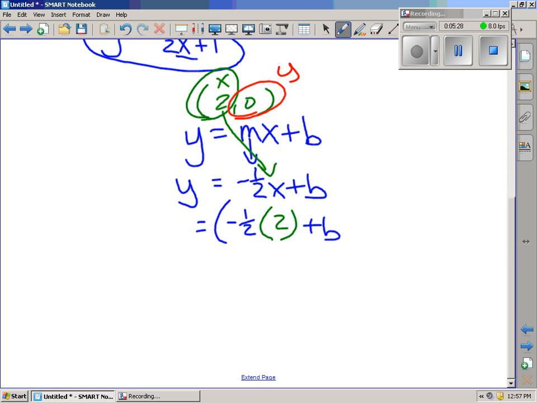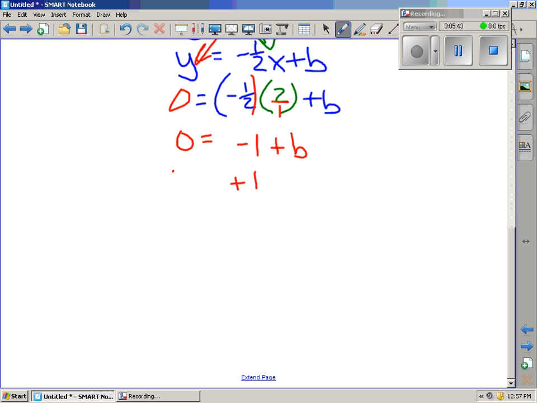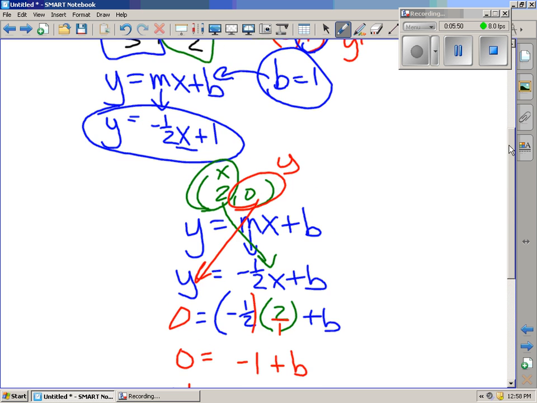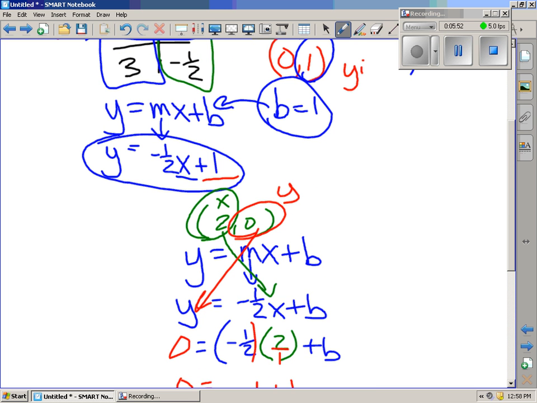And y is 0, so we're going to plug that in for y. 0 is y. And then we're going to multiply. -1/2 times 2 is equal to -1. To get b alone, you add 1 to each side, and we get b equals 1, which is the same thing that we found before. We found that b is equal to 1. So for number 2, you should have y = -1/2 x + 1.